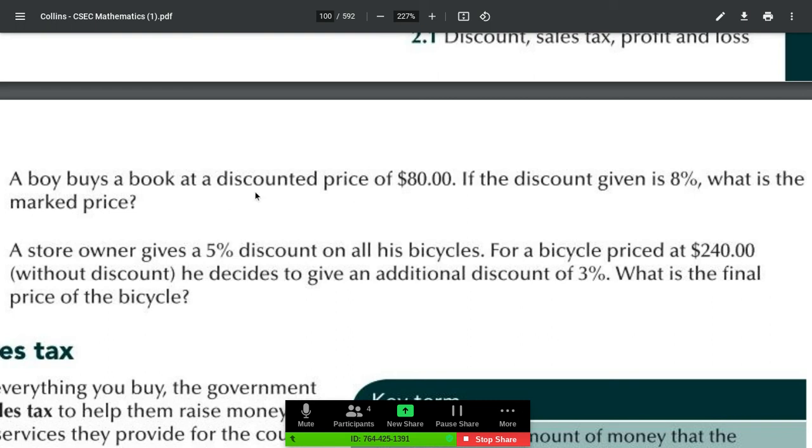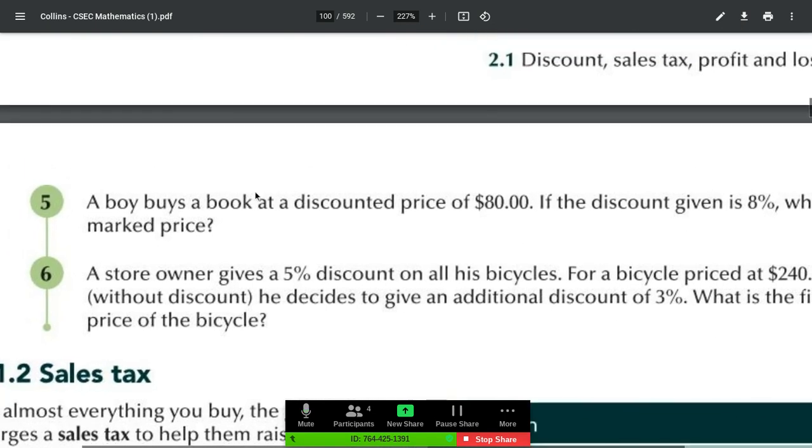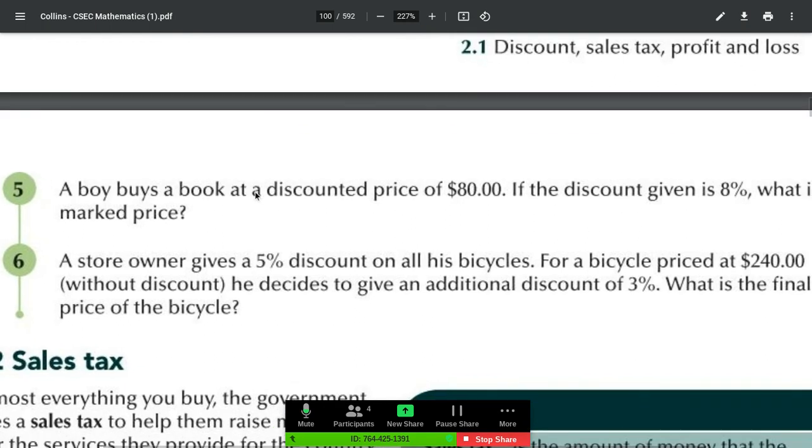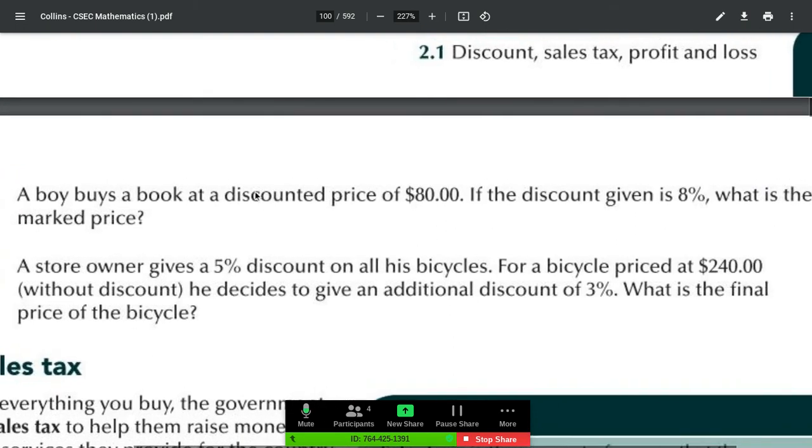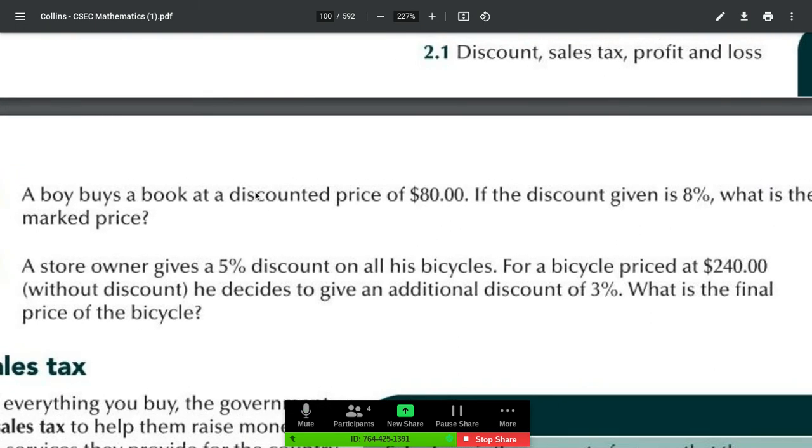Alright, finish that question. Let me go to the next one. And finally, I want you to work out: a store owner gives a 5% discount on all his bicycles. For a bicycle priced at $240 without discount, he decides to give an additional discount of 3%. What is the final price of the bicycle?